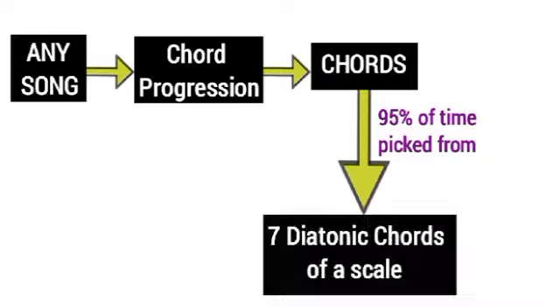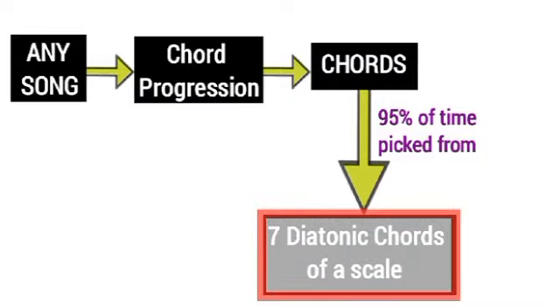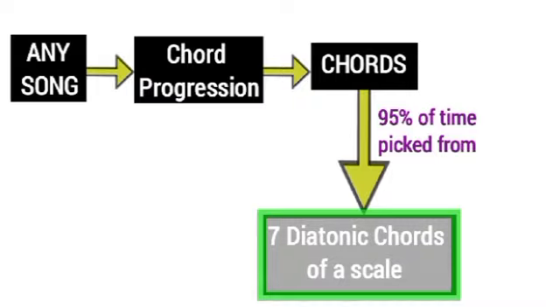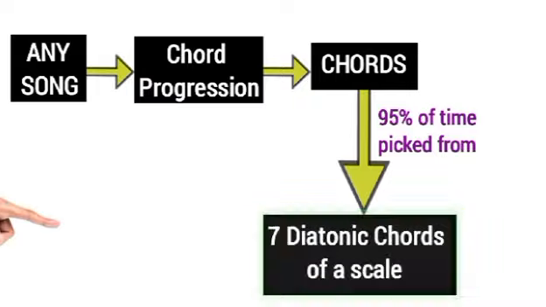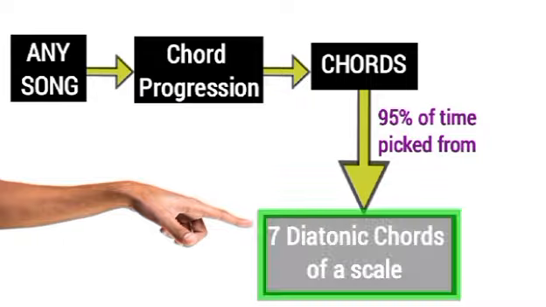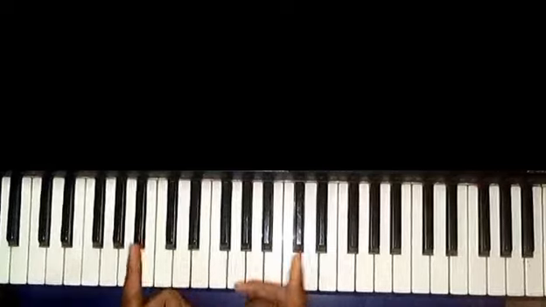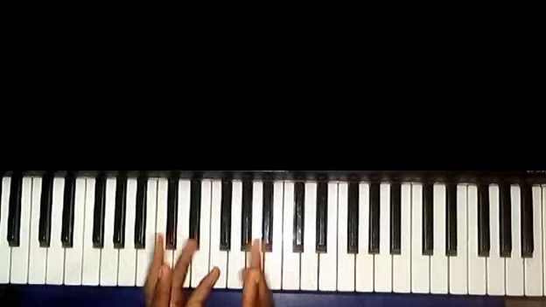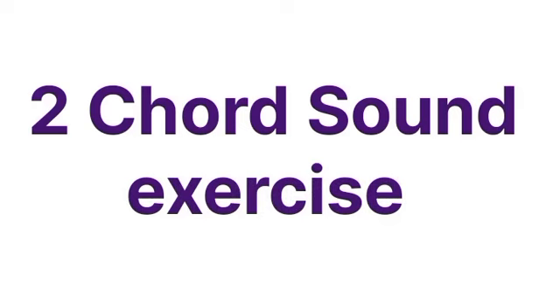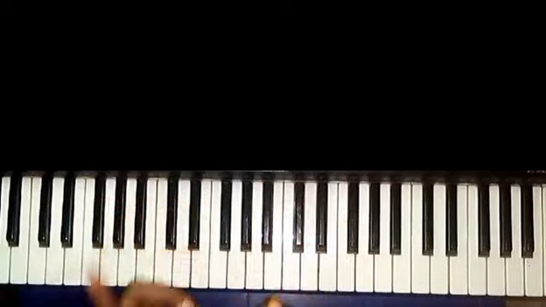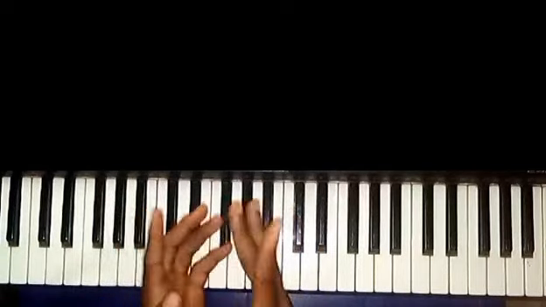Now, this clearly shows, and is very obvious, that one of the greatest secrets to finding chord progressions of songs by oneself is by recognizing the diatonic chords of a particular scale by ear. And I'll teach you how to do this now. A simple exercise you can use to train your ears is what I call the 2-chord sound exercise. Now, I will not dive too deep into this exercise to avoid making this video too long.